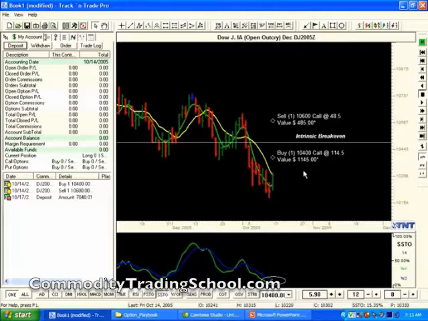Here's an example of a bull call spread in the Dow Jones. We're buying a 104 call, which is our primary option, and now that option is looking like it's going to cost about $1,145. Now, in order to reduce our cost and our risk, we're going to sell a 106 call, creating a spread, a 104-106 spread.